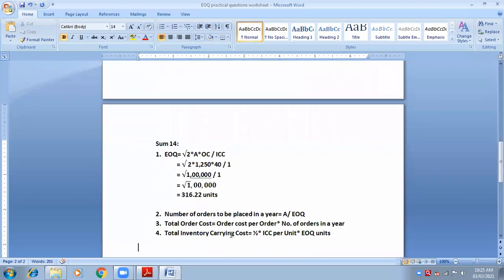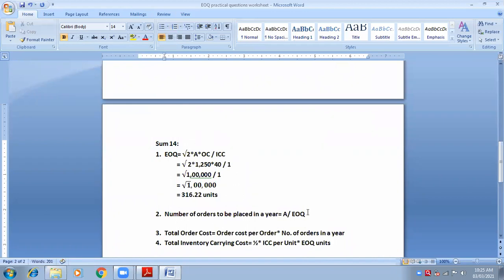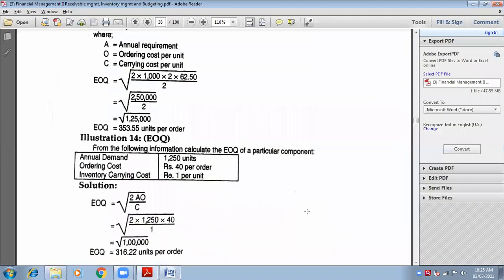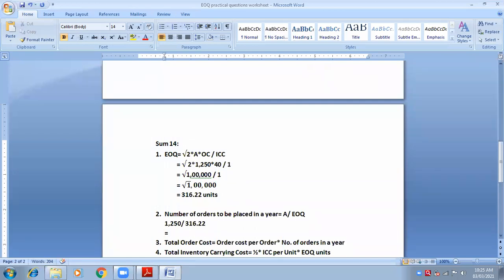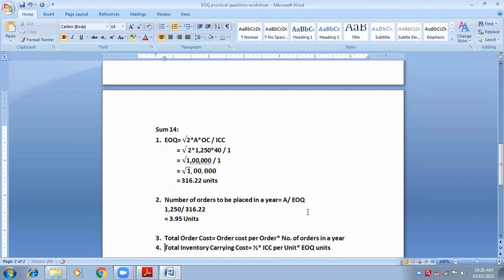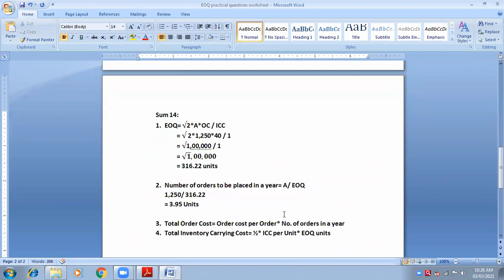Okay. Now let us quickly calculate another formula: number of orders to be placed in a year. The formula is A by EOQ. What is A? A means annual consumption, 1250. 1250 divided by EOQ, which is 316.22. So what will be your answer after division? 3.95 units. So this is how you calculate the number of orders in a year.